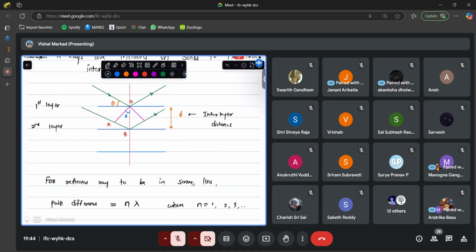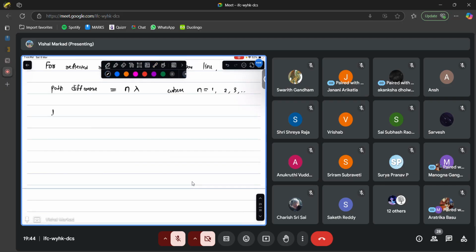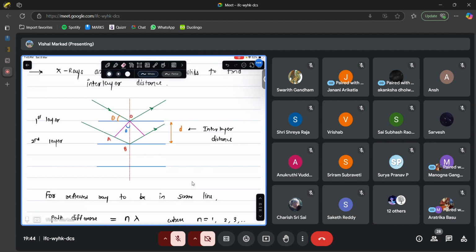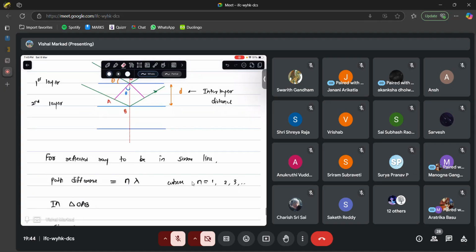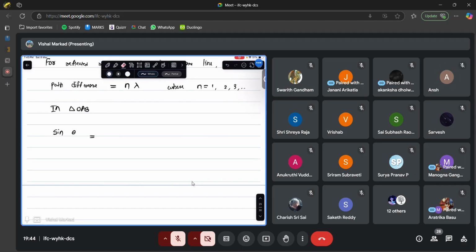Now one more thing. Let's come to this part, triangle OAB. Okay, so now in triangle OAB, what will sine theta be here? Sine theta, how do we write? AB by OB, opposite side by hypotenuse. AB divided by OB.